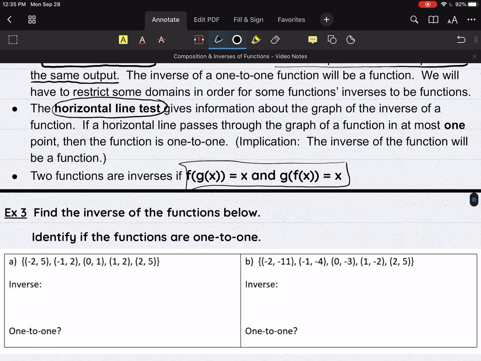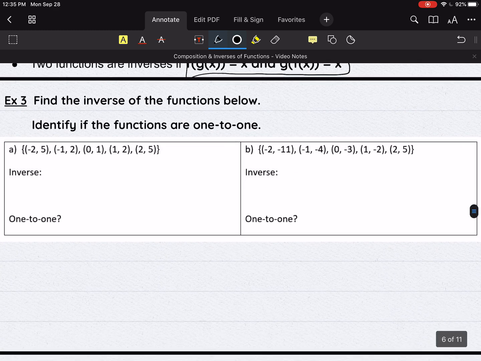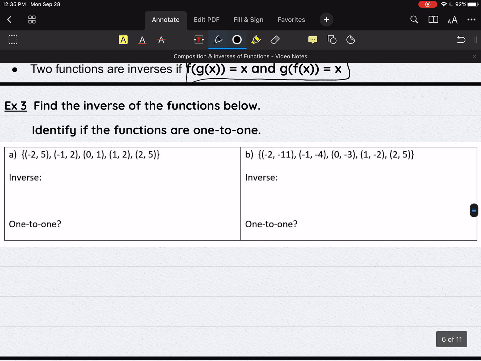So before we look at that, let's first just find the inverse given some ordered pairs, and then identify if the function is one-to-one. So, curly bracket, I'm going to flip x and y. So my ordered pair instead of -2, 5 would be 5, -2, 2, -1, 1, 0, 2, 1, 5, 2.